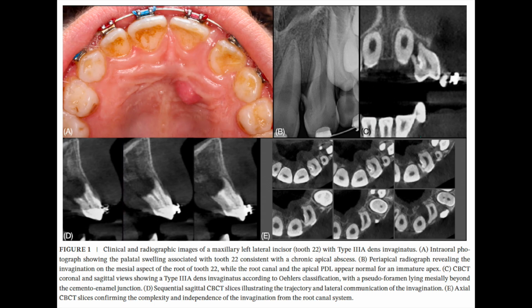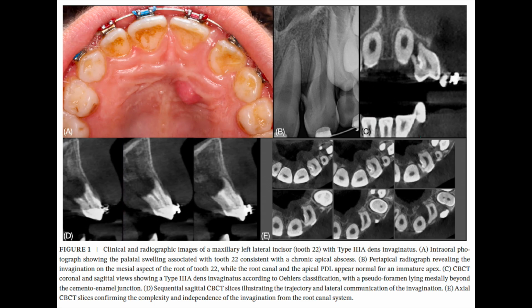formulate a treatment plan. CBCT revealed large buccolingual dimensions of the crown and root, and invagination extending mesially to the midroot and a compressed main canal. The invagination communicated with the periodontal ligament via a well-defined bone defect, leading to a CBCT periapical index score of 4D, indicating palatal cortical plate perforation.